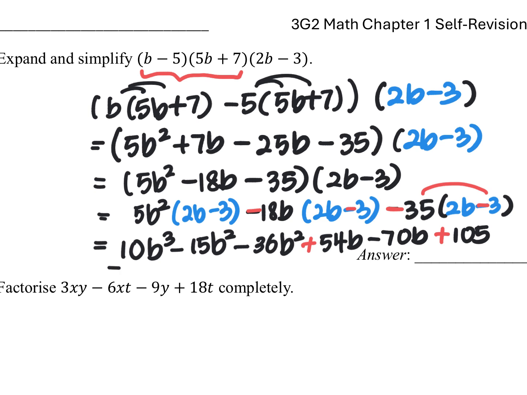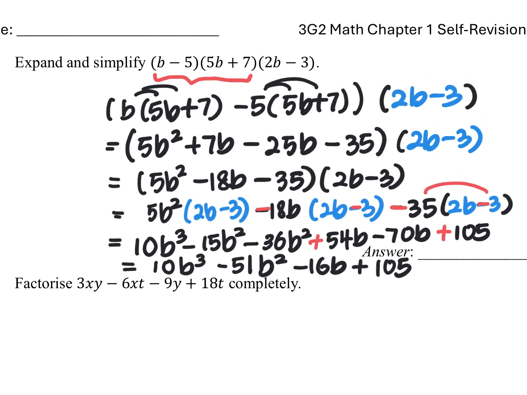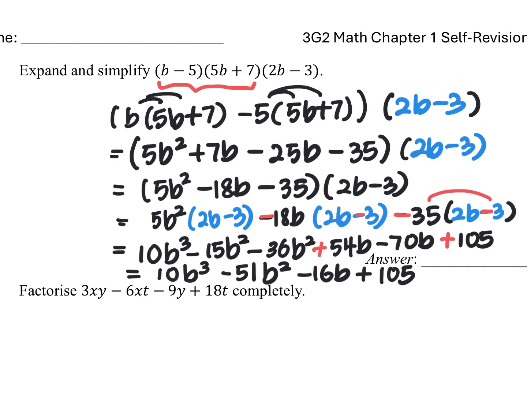Right, with that we can simplify our final answer. 10b cubed stays, and this one over here is an addition, so I'm going to simplify negative 15 plus negative 36, that will give me negative 51b squared. Then I have the next pair, 54 with negative 70, 54 minus 70, that will give me negative 16b. And last but not least, positive 105. So this will be my final answer. Have you gotten the concept? If you are good, let's move on with the next question.